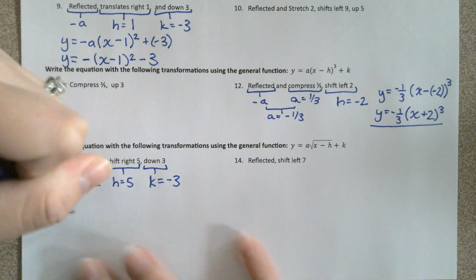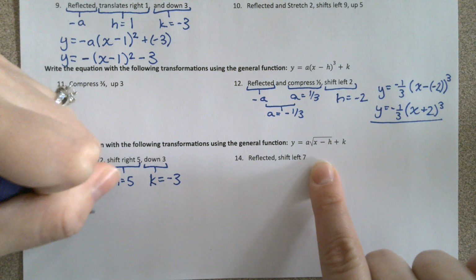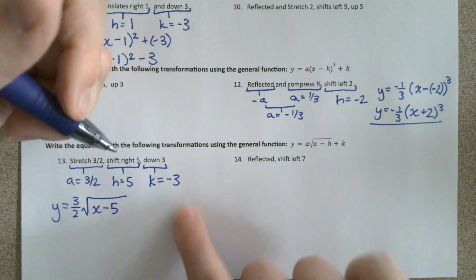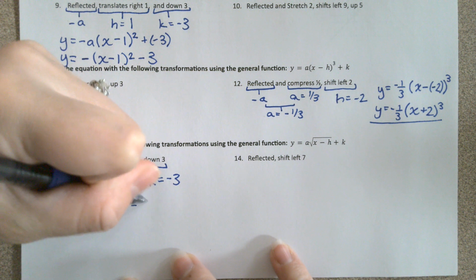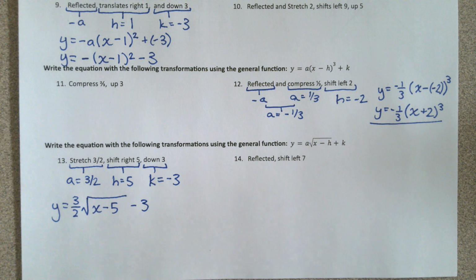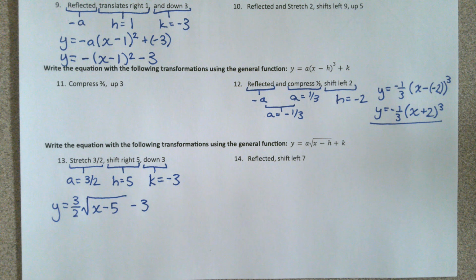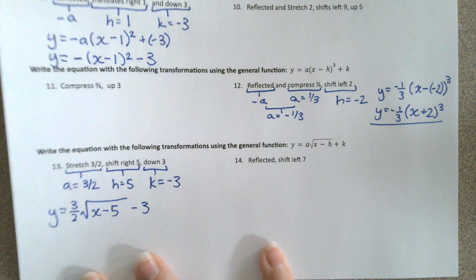Let's put it all together. y equals a is 3/2. Square root. x minus h is 5. And then k is minus 3. I'll go ahead and just write it as minus 3. You can put plus negative 3 if you want. That means the same thing. There's nothing to simplify here. This is my full equation. No signs to deal with. I am done. Again, try 10, 11, and 14 on your own. I will complete the rest of this and then upload it so you can make sure you know how to do it.